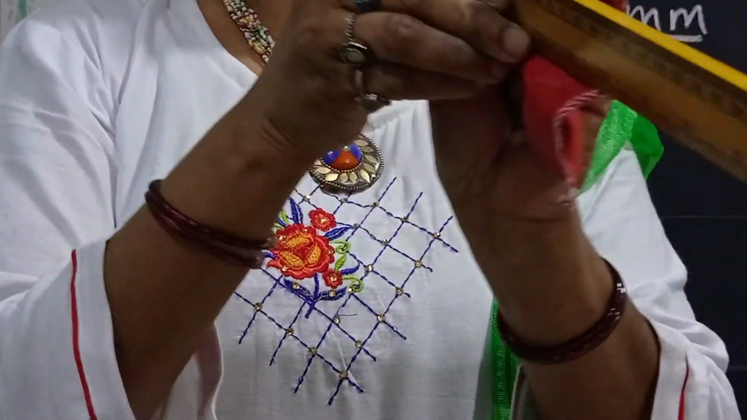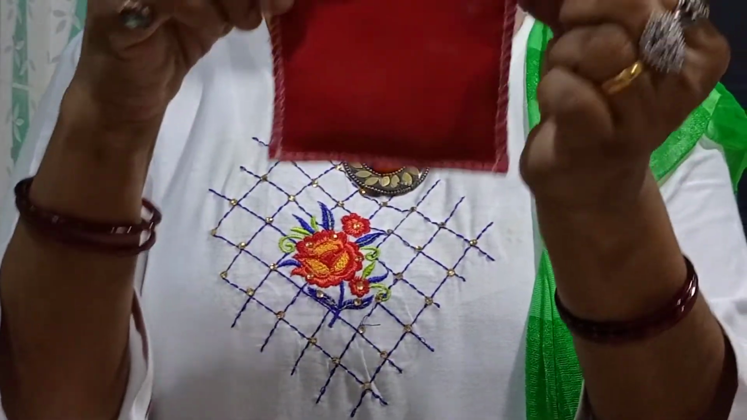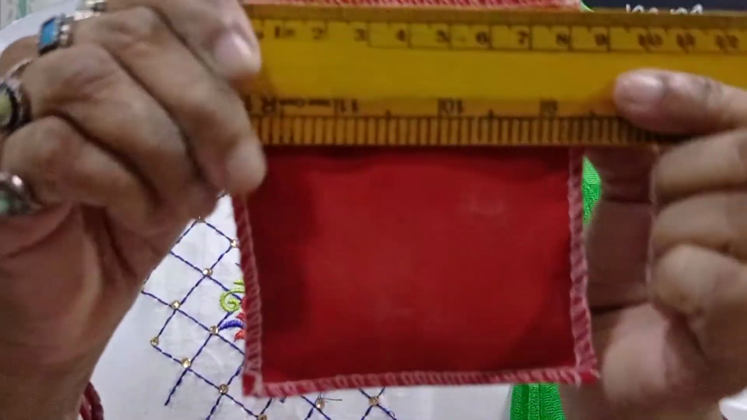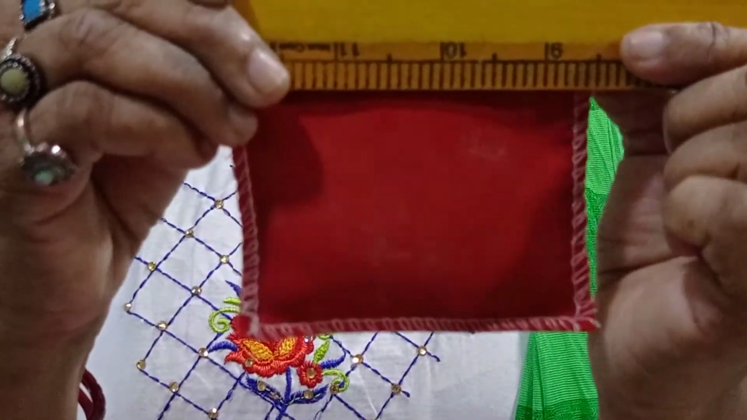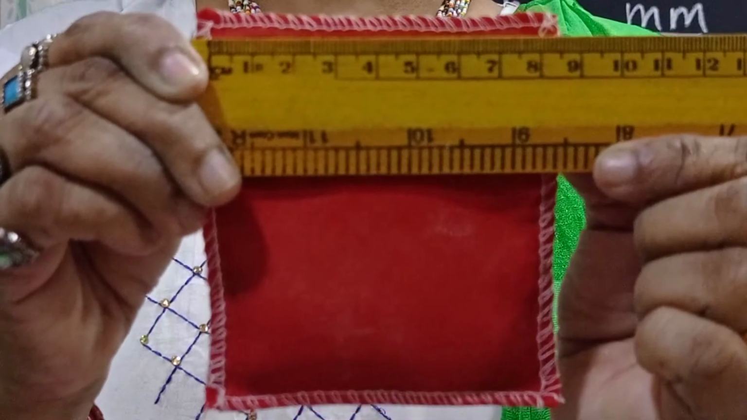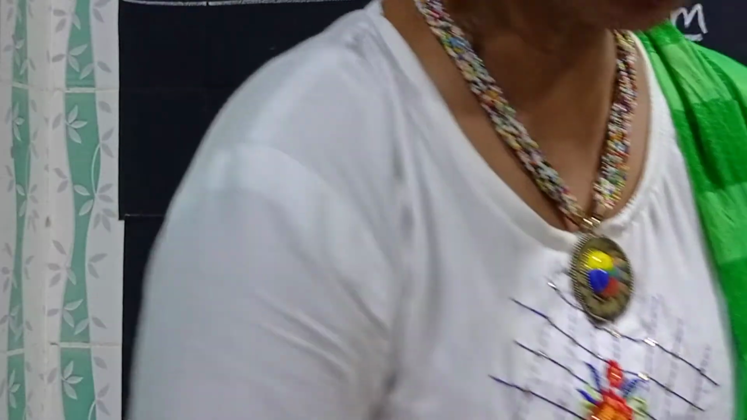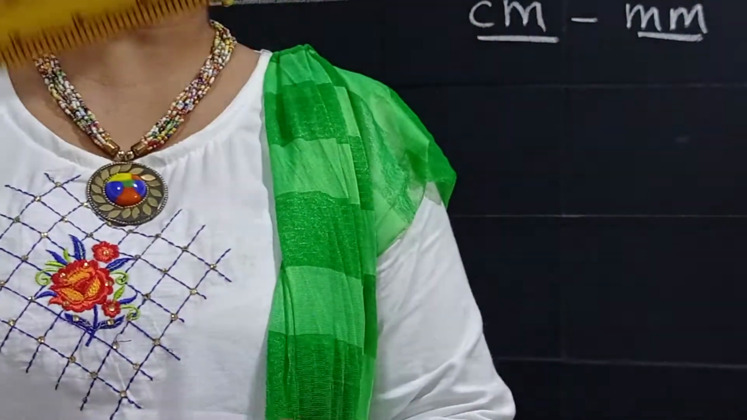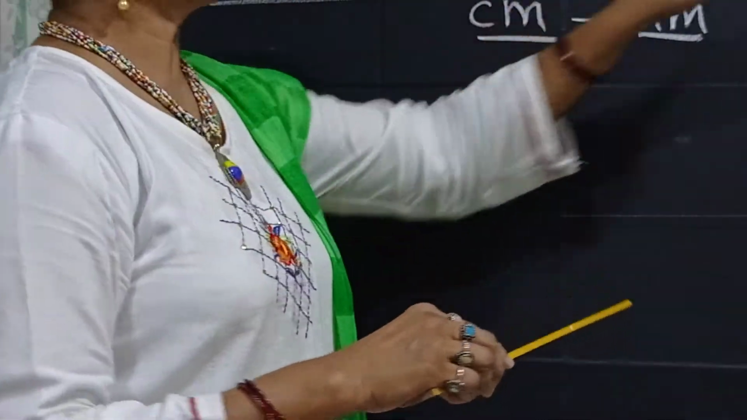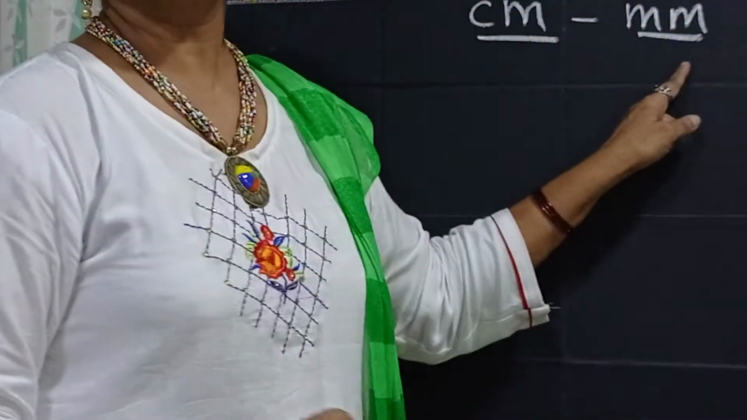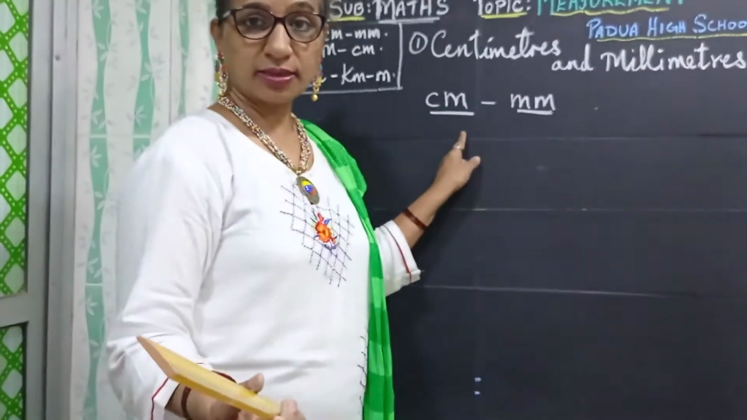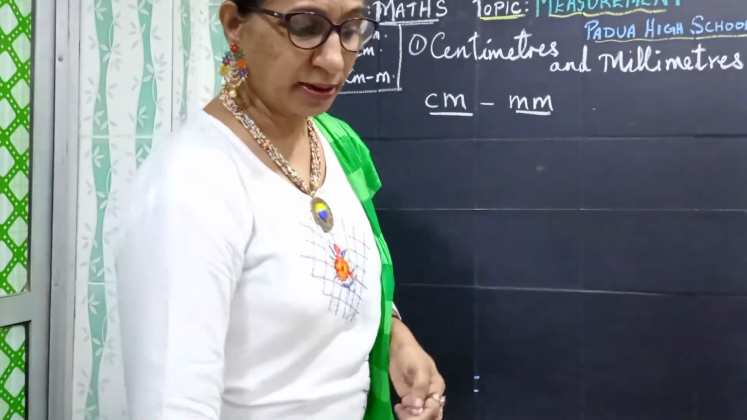Okay, I will show you like this. See, 8 centimeters and 9 millimeters. So this is its length and breadth. So like that, children, any small thing you can measure in centimeters and millimeters.